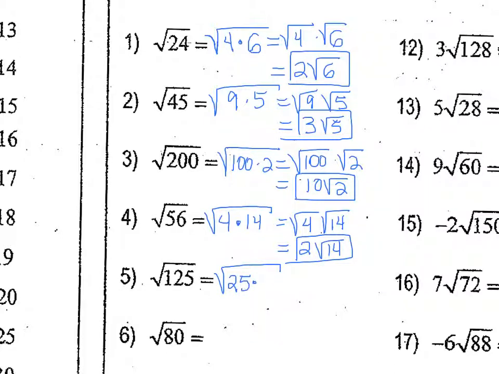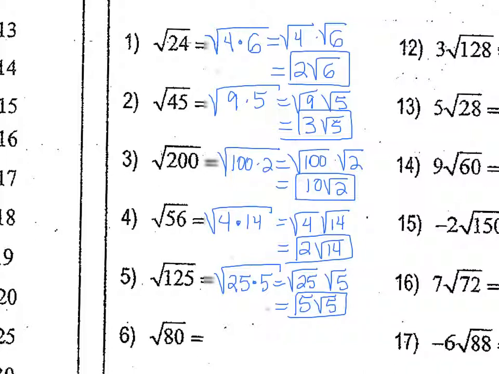25 times what gives you 125? 5. Then you rewrite it as two radicals, square root of 25 and square root of 5. What's the square root of 25? 5. So it's 5 square root of 5, and that's the answer.